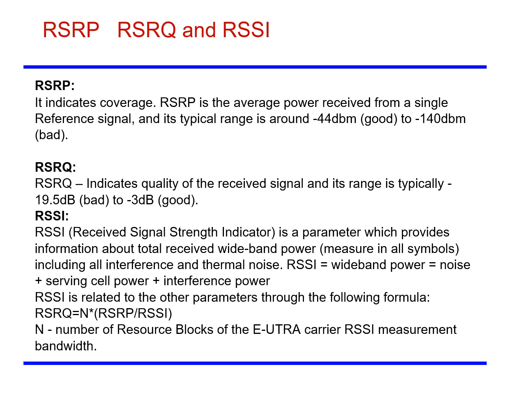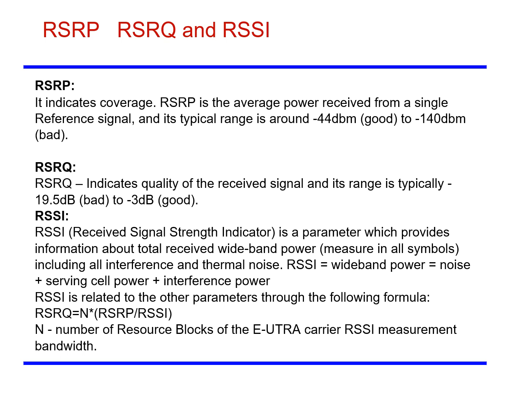RSRP, RSRQ and RSSI. RSRP indicates coverage. RSRP is the average power received from a single reference signal, and its typical value ranges from minus 44 dBm to minus 140 dBm, where minus 44 dBm is good and minus 140 dBm is bad. RSRQ indicates quality of the received signal, and its value ranges from minus 19.5 dB to minus 3 dB, where minus 19.5 dB is bad and minus 3 dB is good.